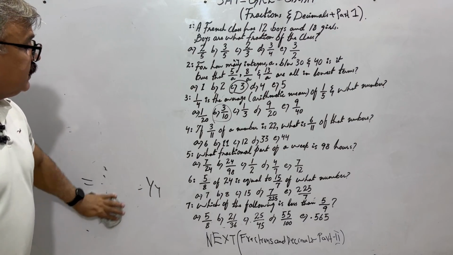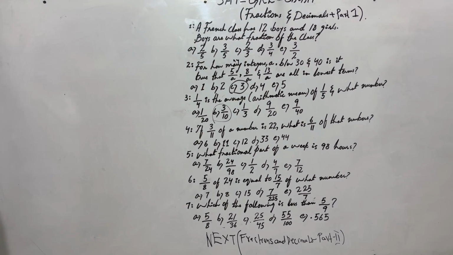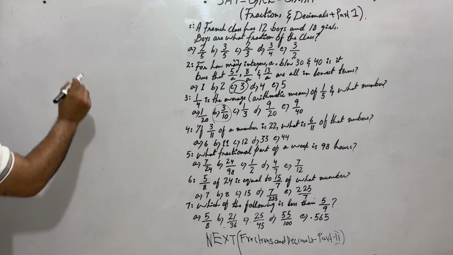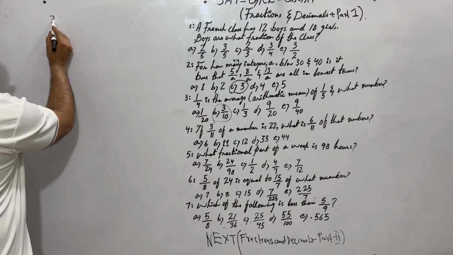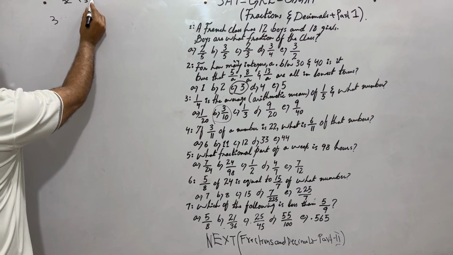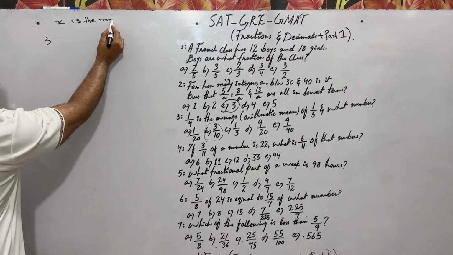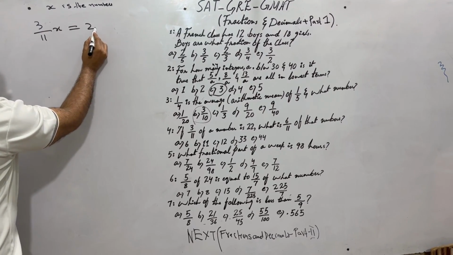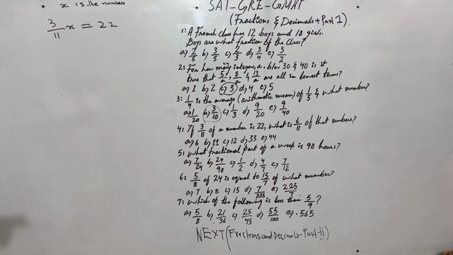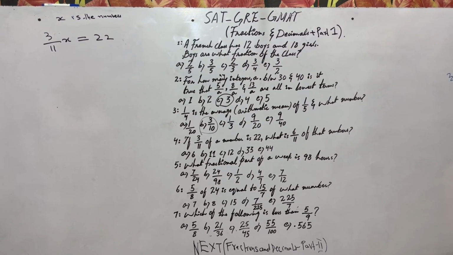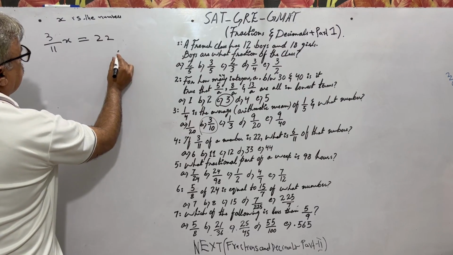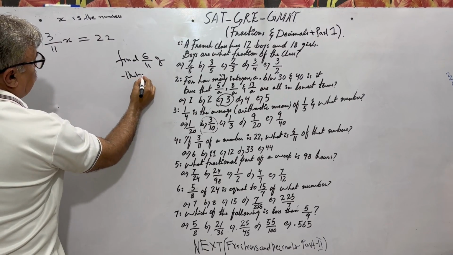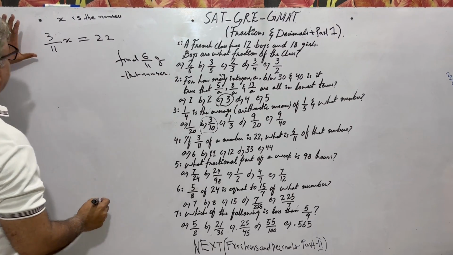Okay, moving towards the next question. 3 over 11 of a number is 22. Suppose x is the number, or one can write the required number. 3 over 11 of a number is 22. What is 6 over 11 of that number? Find 6 over 11 of that number. Solve for x simply.